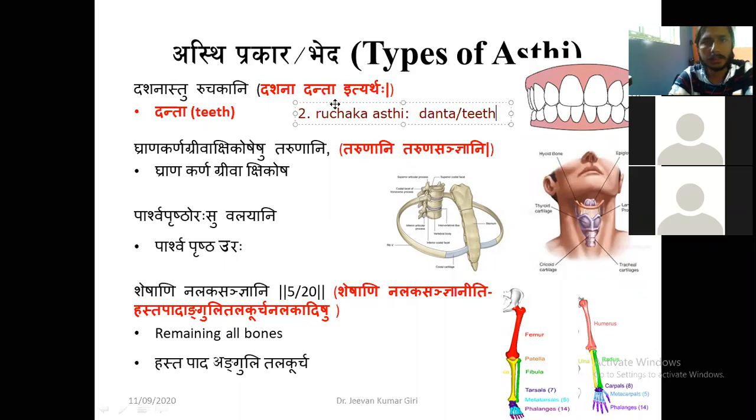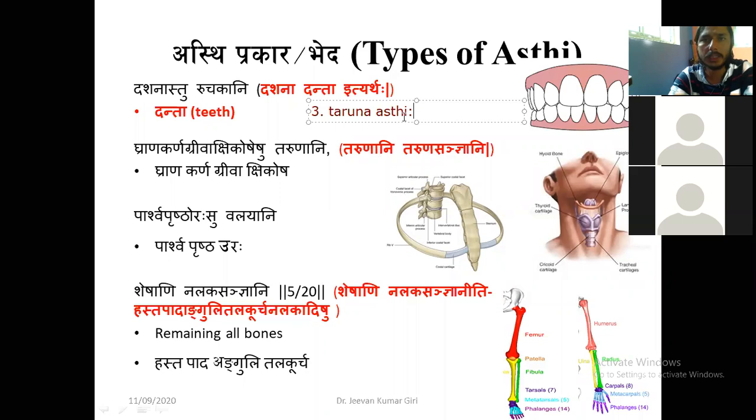Now next, the third asti, or third classification, or third type, that is the taruna asti. The name itself suggests it: taruna means young. See taruna sangyani. So taruna, that is the young.